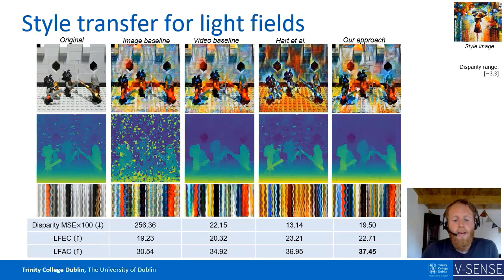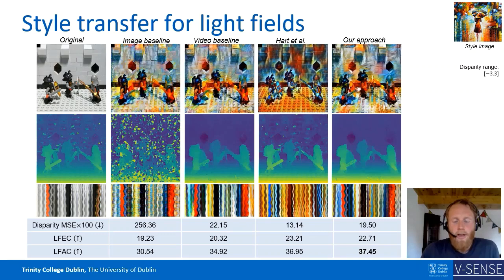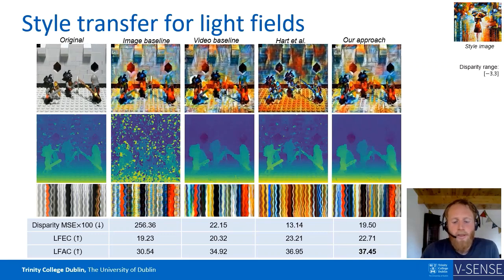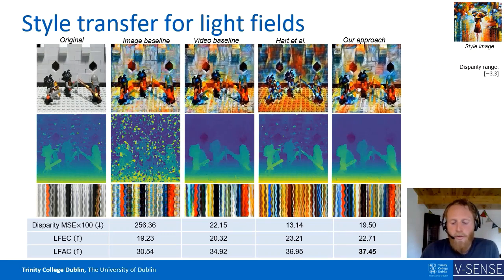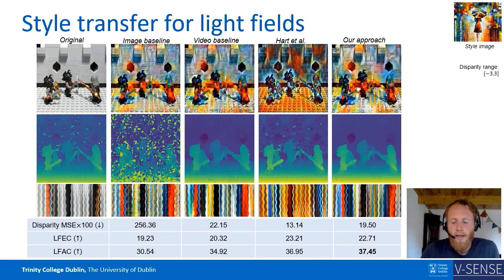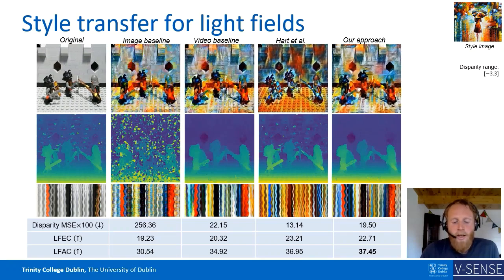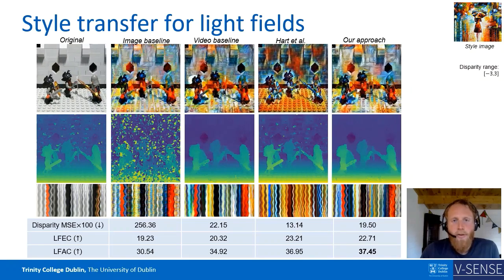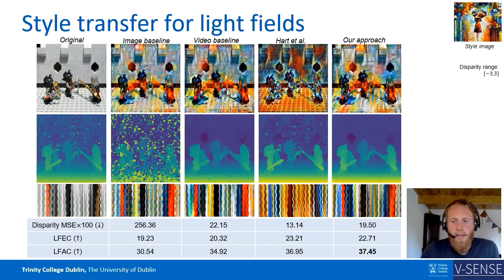Next, we'll have a visual and quantitative evaluation for some example light fields and styles. From all of the visual results, we can clearly see that the angular structure of the light field is completely destroyed with the image baseline method. The video baseline greatly improves on this, but the angular consistency is still only preserved along the snake-like path used to create the pseudo-video. It is clear that both our method and the method of Hart et al. significantly outperform the two baseline methods. All three quantitative metrics reflect these observations.